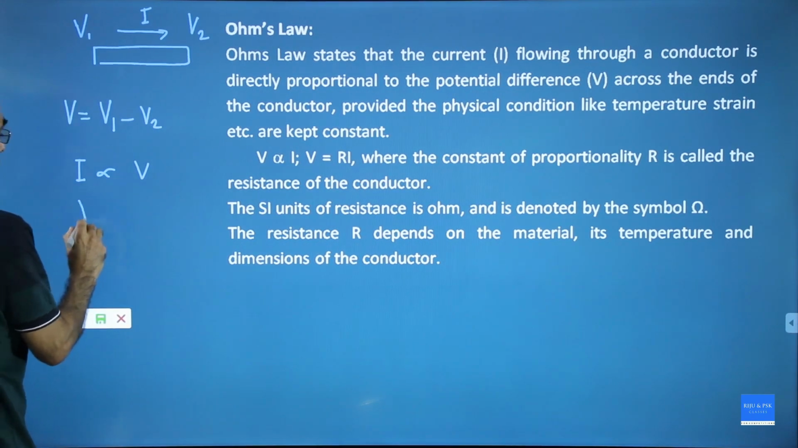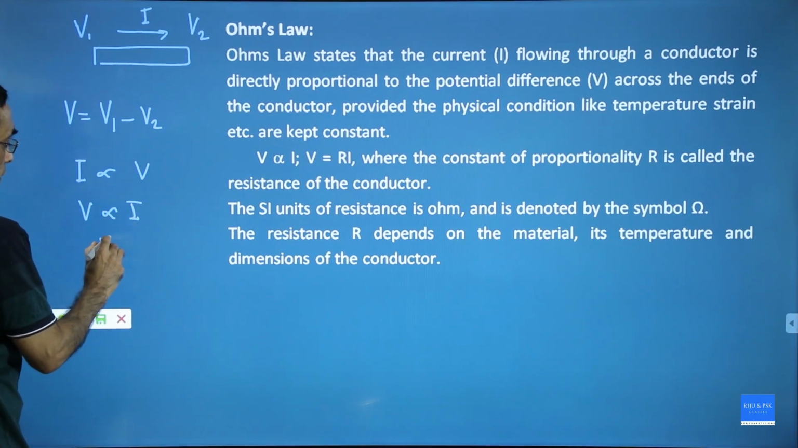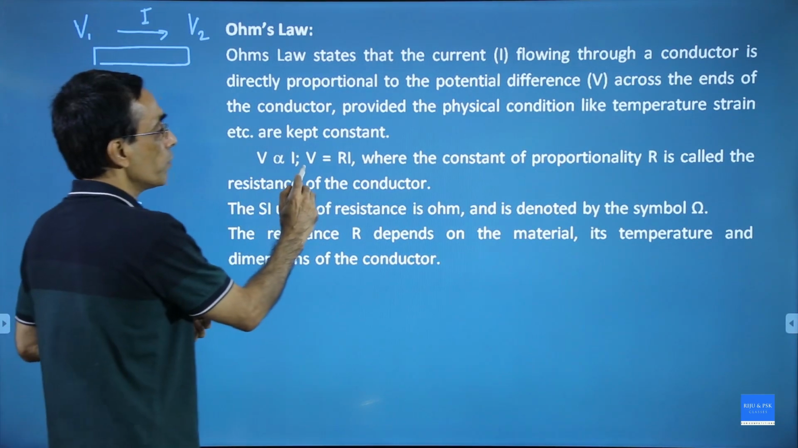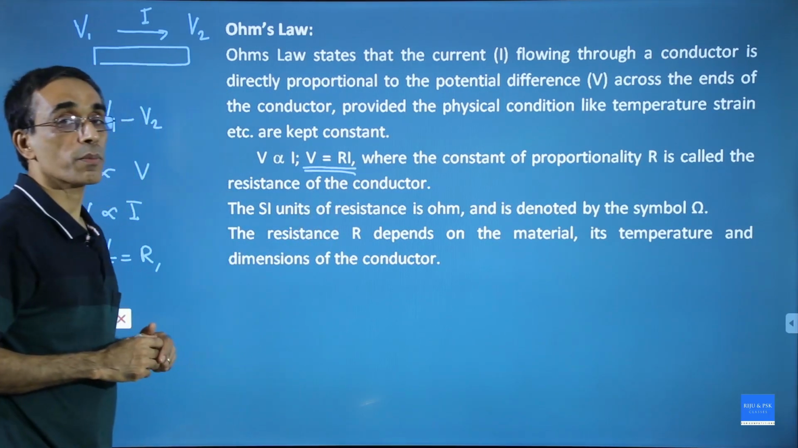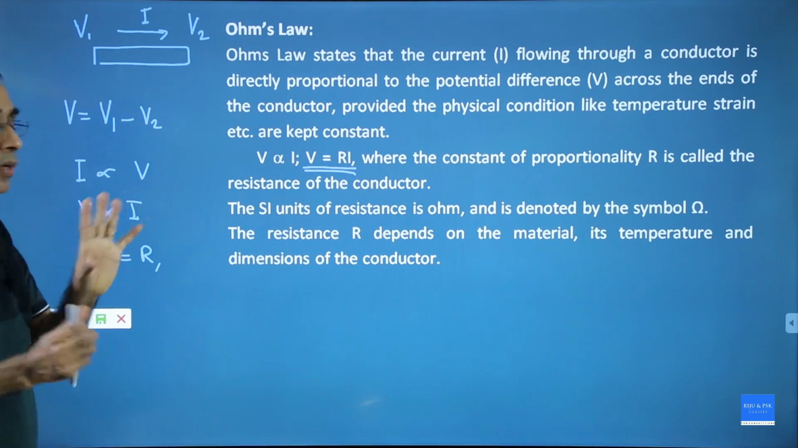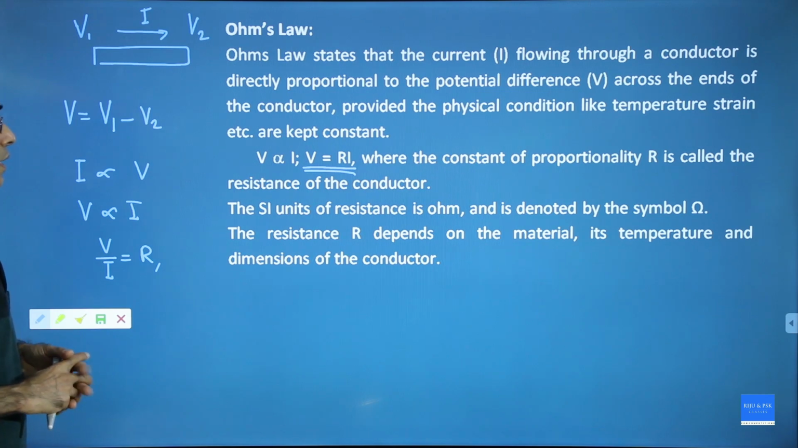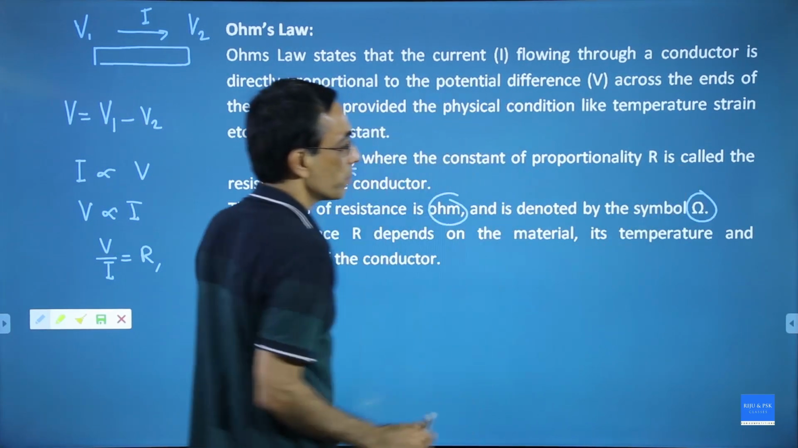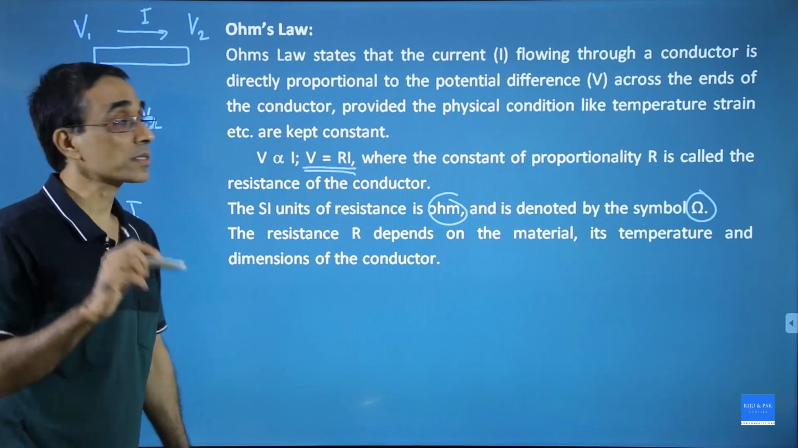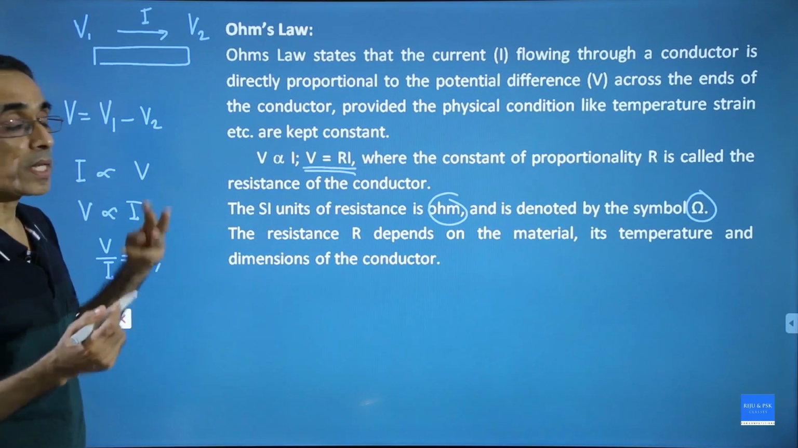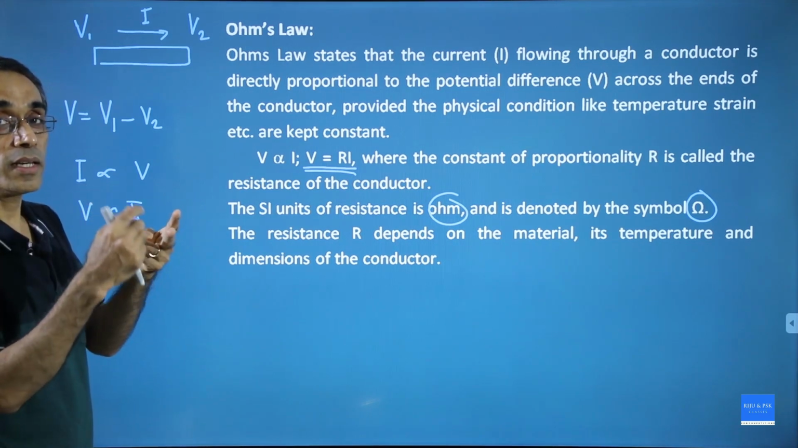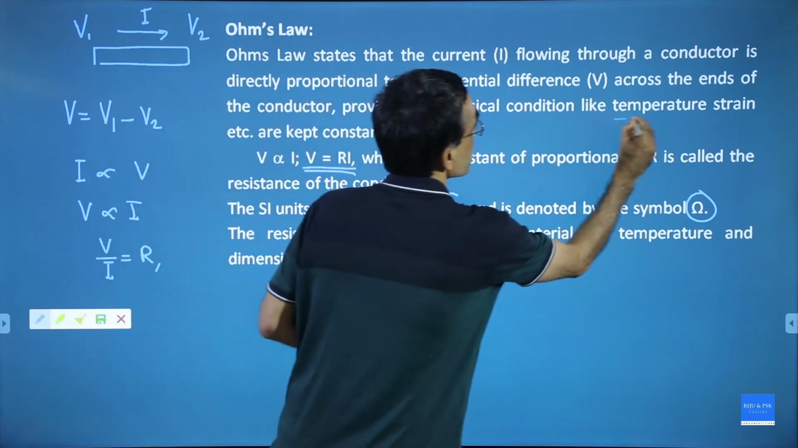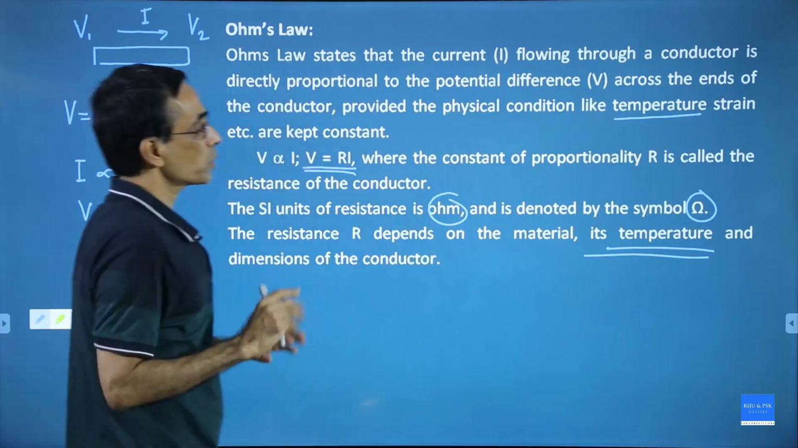Now, we normally write this in the reverse manner. V proportional to I, and we take the ratio V by I, and we know this ratio is called resistance of the conductor. So, V equal to RI, where the constant of proportionality is known as the resistance of the conductor, all from 10th standard. The SI unit of resistance, you know, is the ohm, and the symbol you already know. Okay. And we also know that the resistance of a conductor depends on many factors, such as the length, area of cross section, the material, and also the temperature. Okay. So, that is Ohm's law.